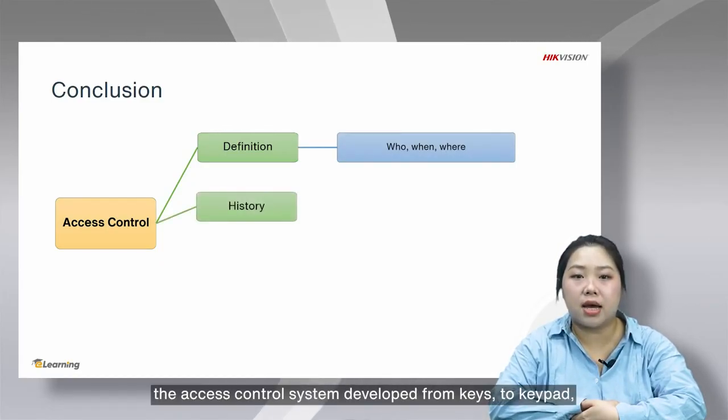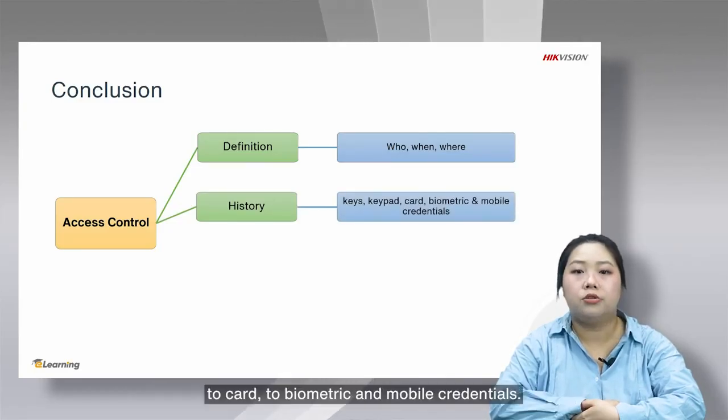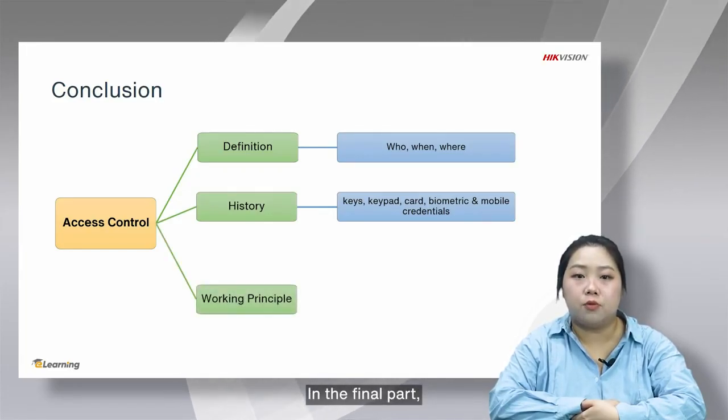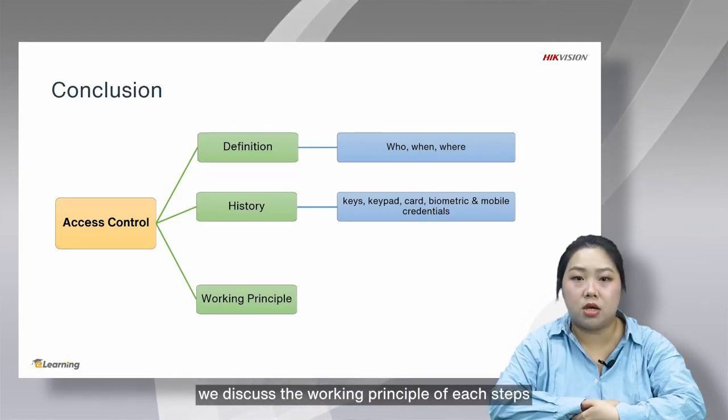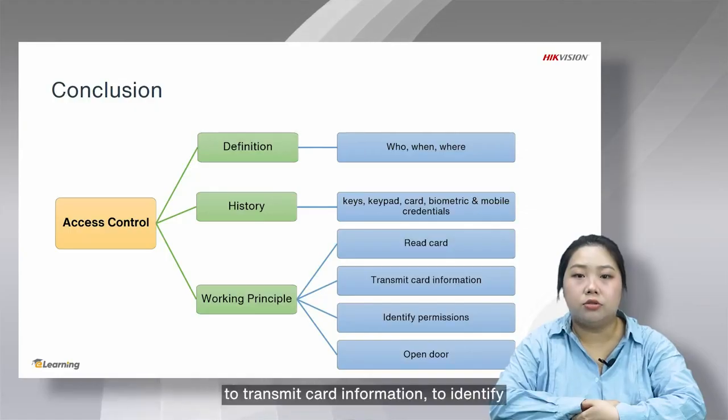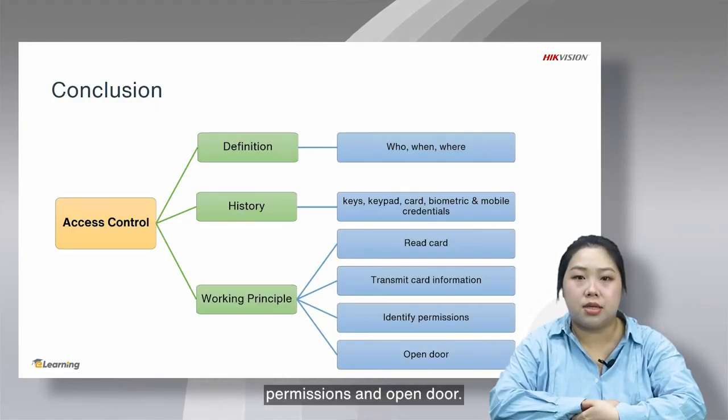Then we learned the access control system developed from keys to keypad to card to biometric and mobile credentials. In the final part, we discuss the working principle of each step during access control one by one, from read card to transmit card information to identity, permissions, and open door.